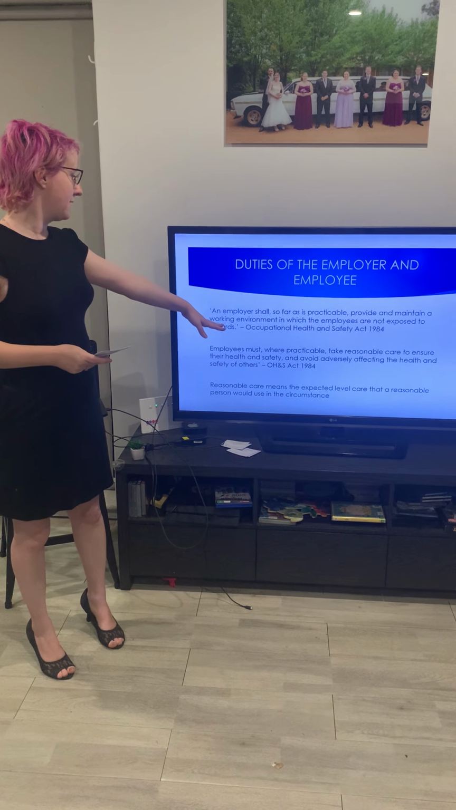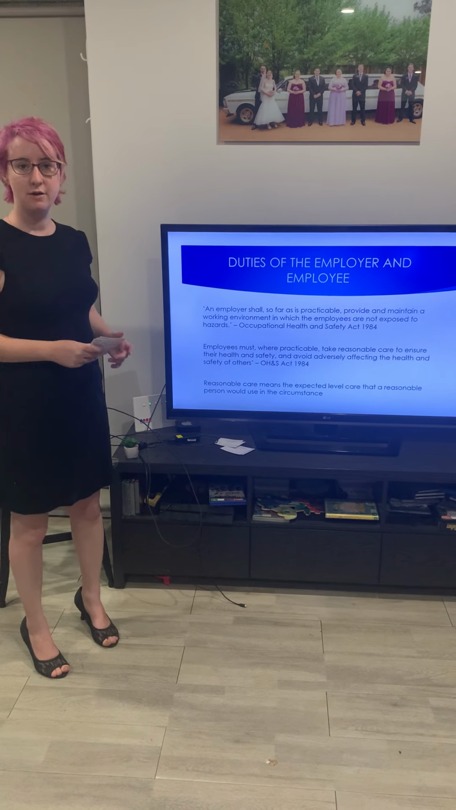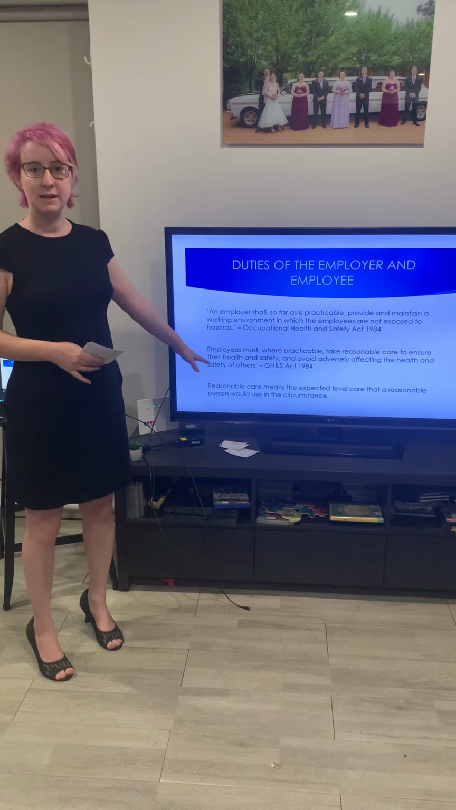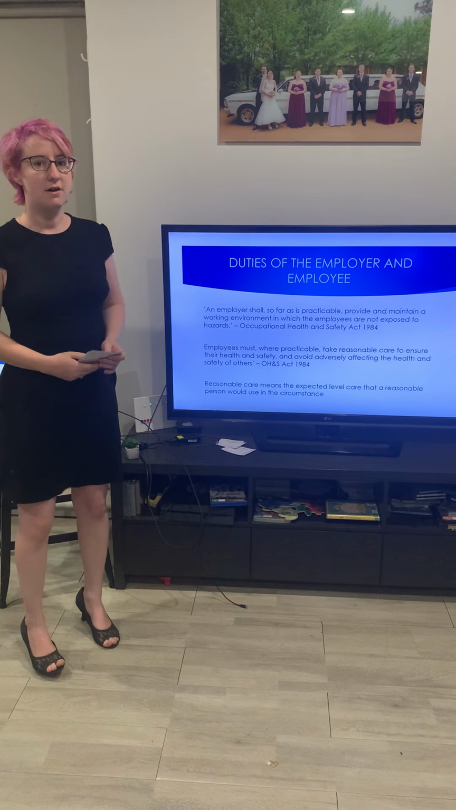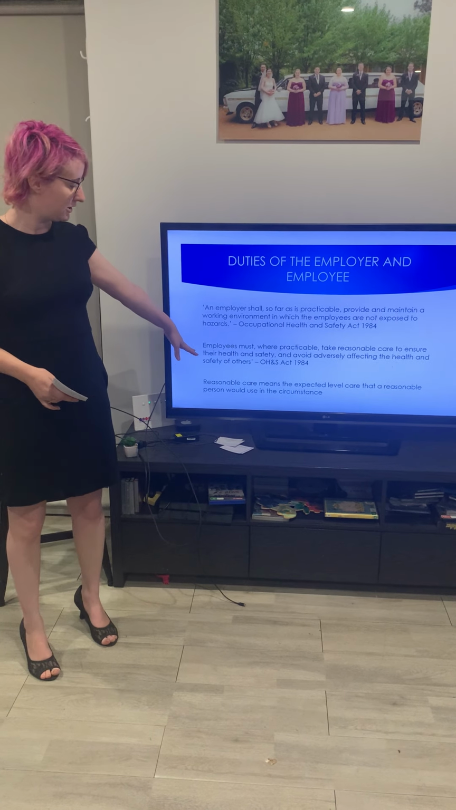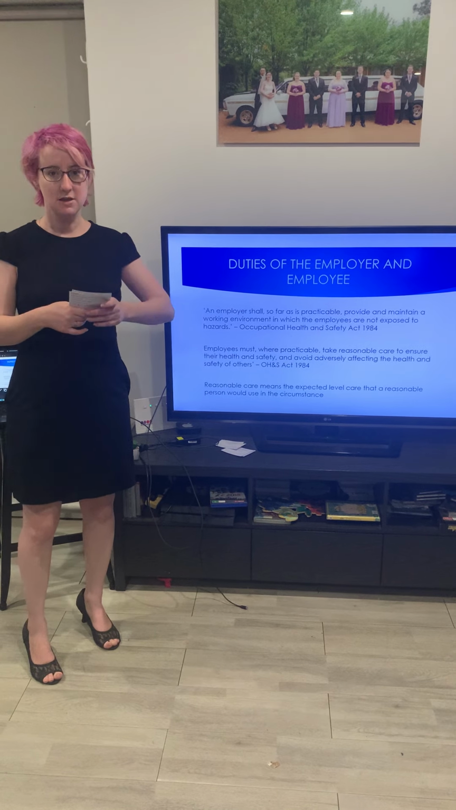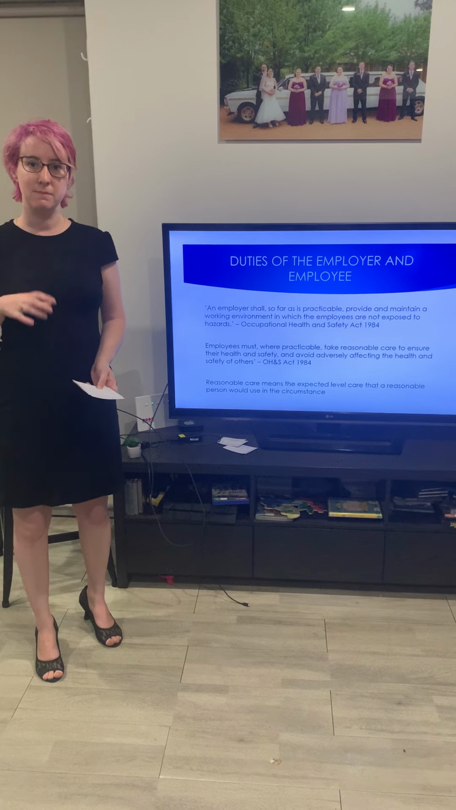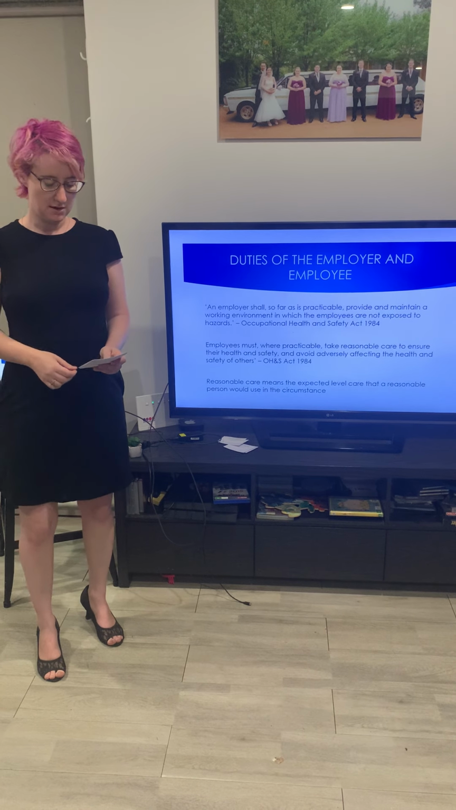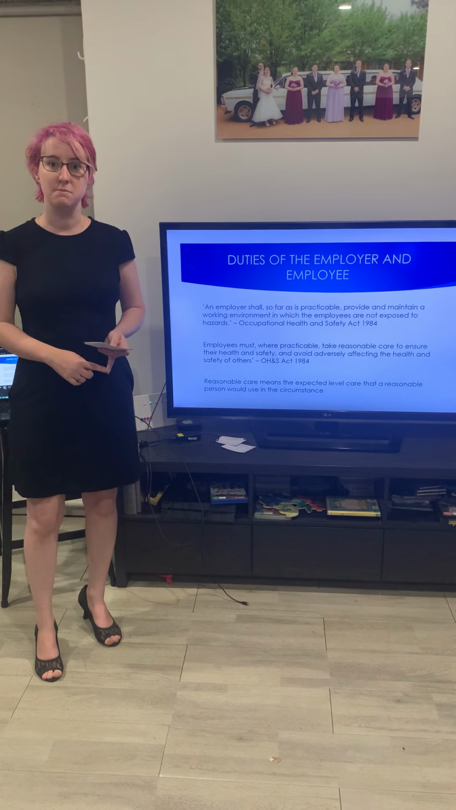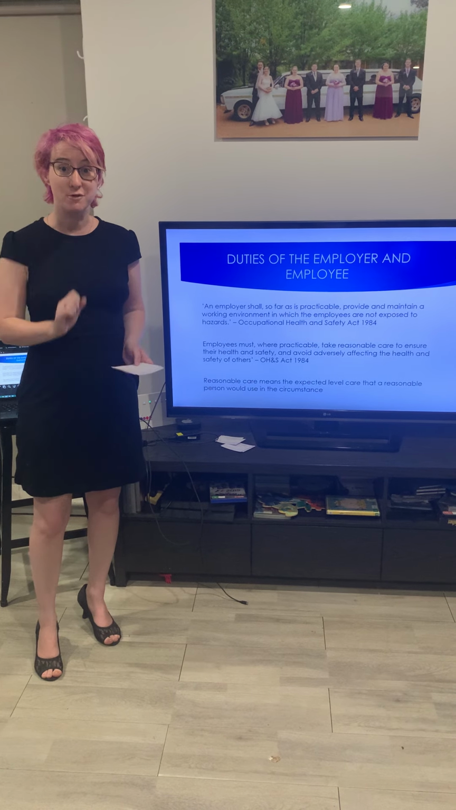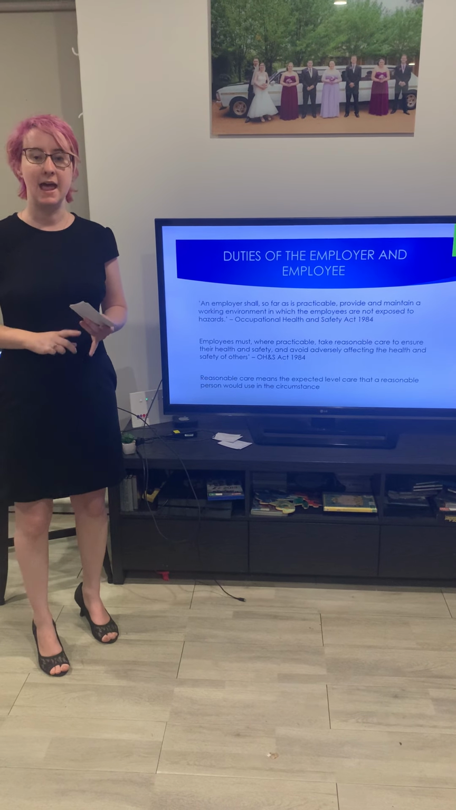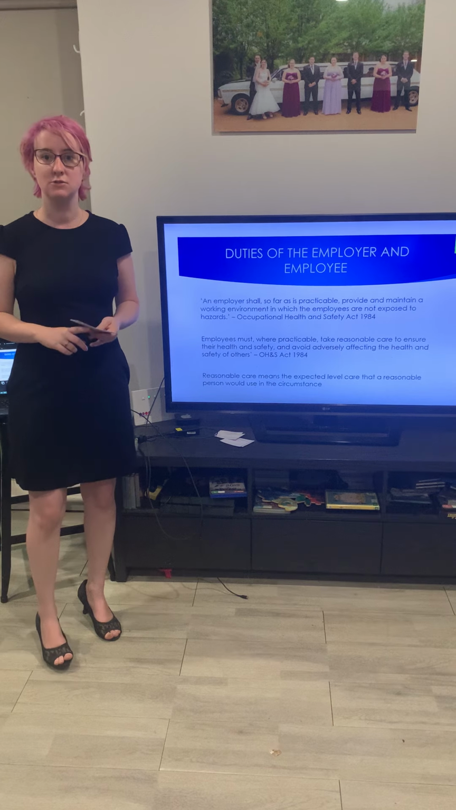Employees, where practical, take reasonable care to ensure their health and safety and avoid adversely affecting the health and safety of others. And as you can see, the definition of reasonable care is down there. So basically that means you need to comply with your employer's instructions, use PPE where it's provided, and not misuse or damage the equipment. I don't want to see any of you riding on top of the forklifts, and report any hazards, incidences, near misses or injuries that occur.